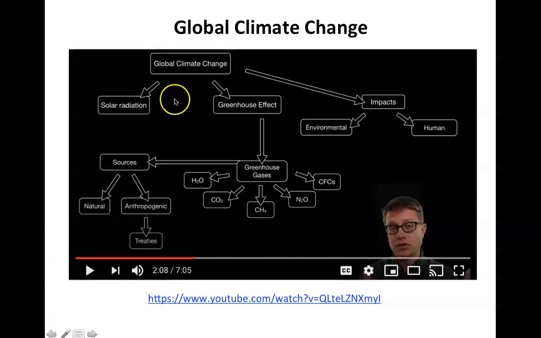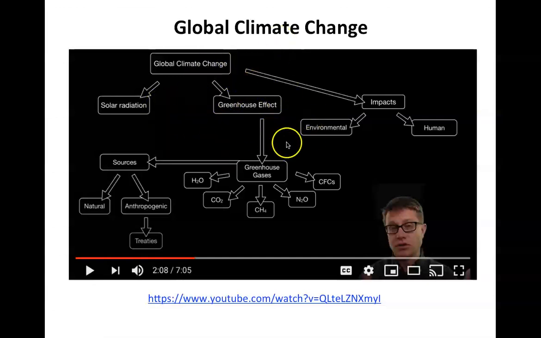But we're going to talk about global climate change. So basically just changes to the climate on a global scale over time. And you can see there's two main driving factors. There's solar radiation, so the sunlight that Earth absorbs. And then the greenhouse effect, which we'll talk about shortly, basically a blanketing effect that traps heat on Earth.